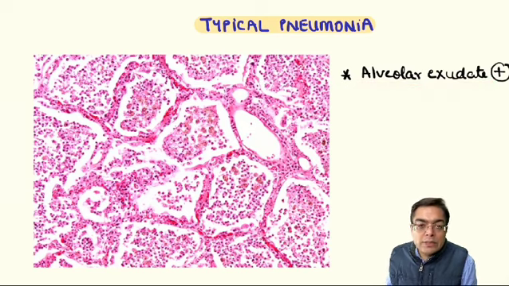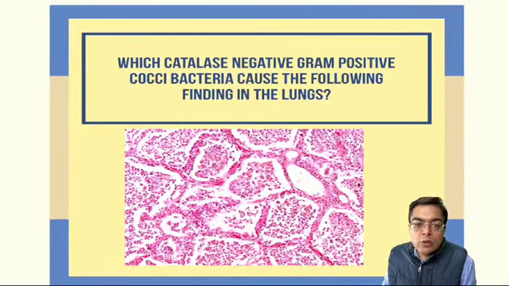Now, once you have understood that, just try to answer this question and give me the answer in the comment section below. Which of the following is an example of a catalase negative gram-positive cocci bacteria which can have the following finding as has been shown in the image to you?